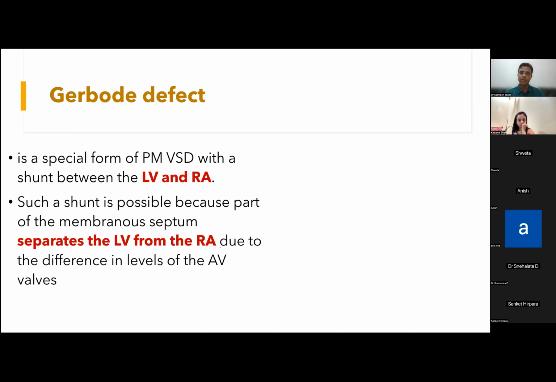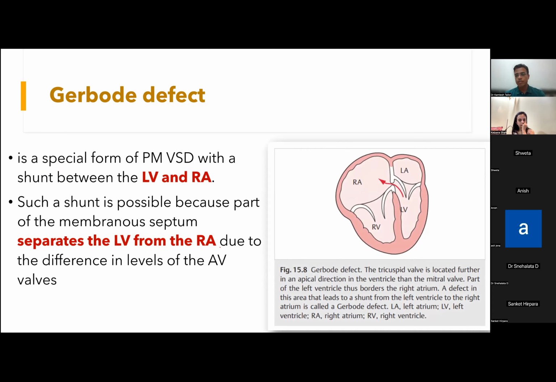The last type is not very usual to diagnose or understand, but let's see. There is a septum, called the perimembranous or membranous septum, which divides not only the LV and RV, but also the LV and RA. Because the tricuspid valve is placed slightly downward compared to the mitral valve in normal anatomy, in this area between the LV and RA there is an interventricular septum.